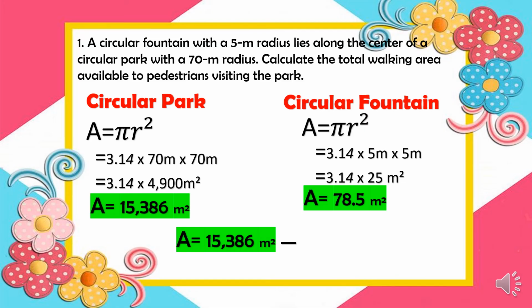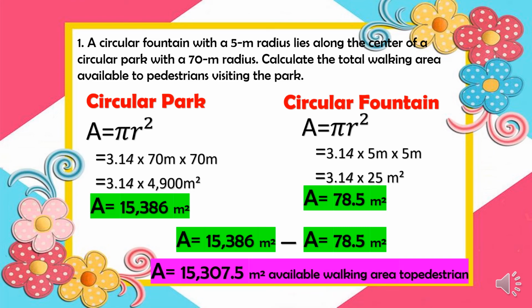So paano natin i-calculate yung total walking area available to pedestrians visiting the park? So we will subtract the area of the circular fountain from the area of the circular park. So when we subtract 15,386 minus 78.5, the answer will be 15,307.5 square meter. So that means that is the available walking area for pedestrians.